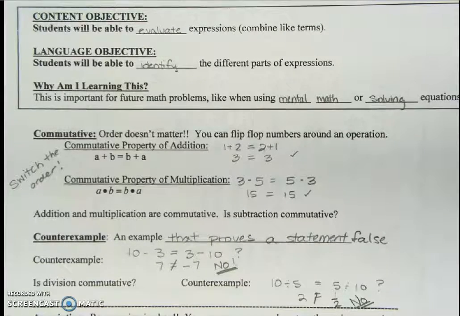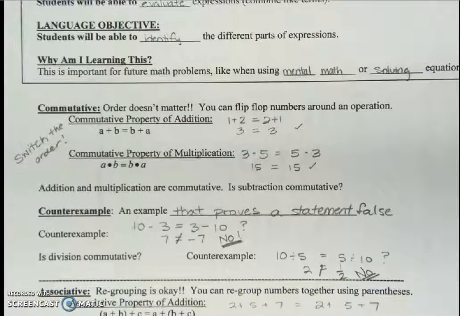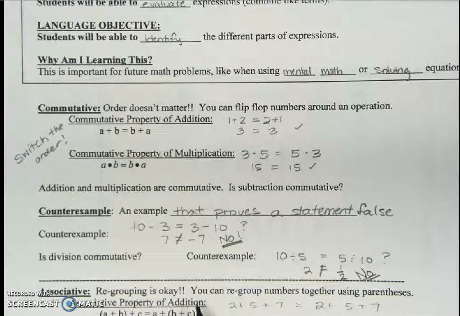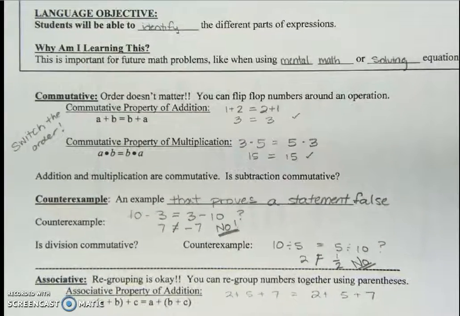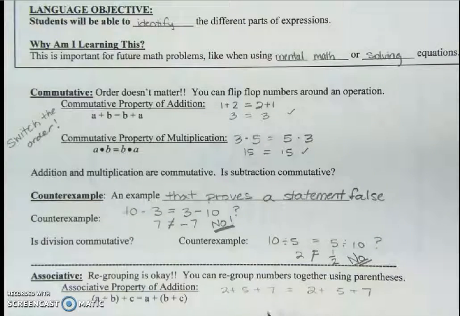The next little property that you're learning today is associative property. Associative says that regrouping is okay. You can regroup numbers together using parentheses. So if I look at the associative property of addition, that means I have 2 plus 5 plus 7 should equal 2 plus 5 plus 7. Notice the numbers didn't change, the order didn't change. What will change, though, is the grouping.